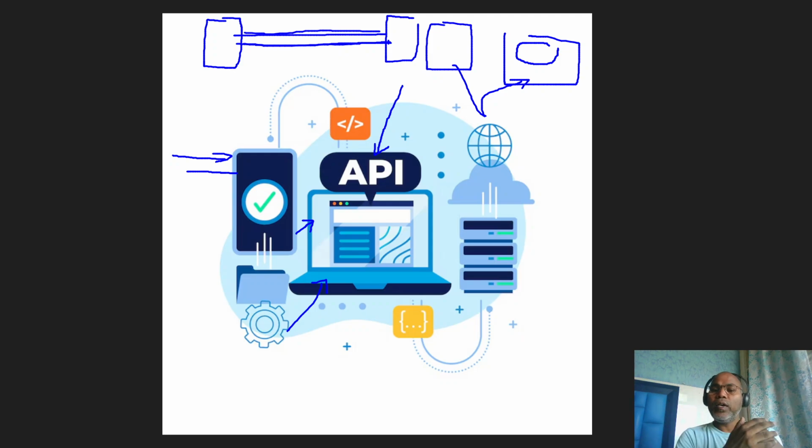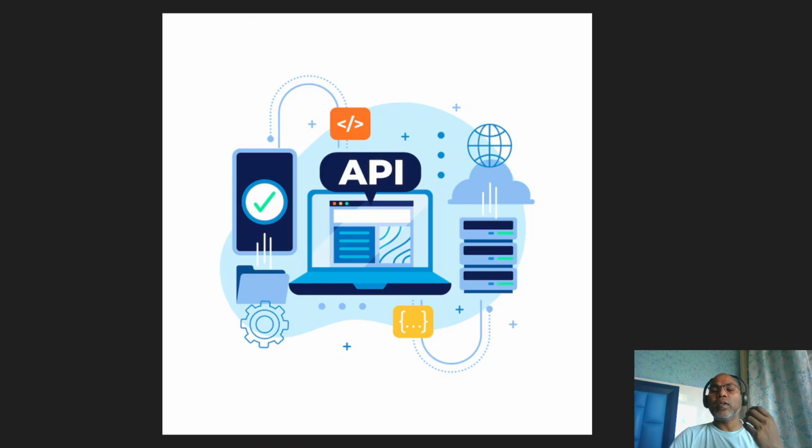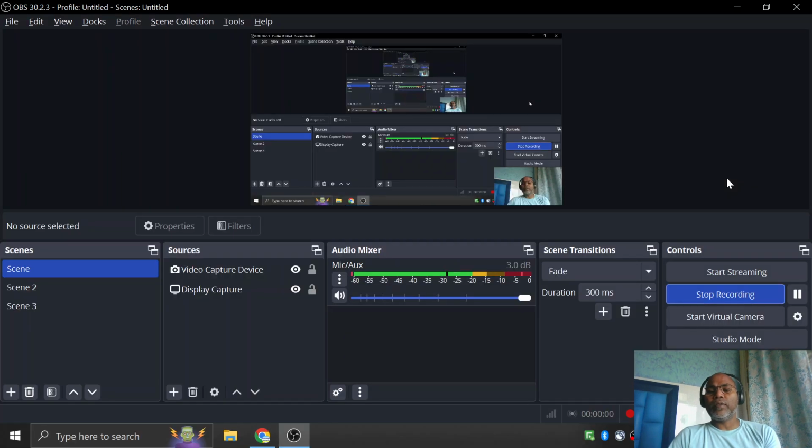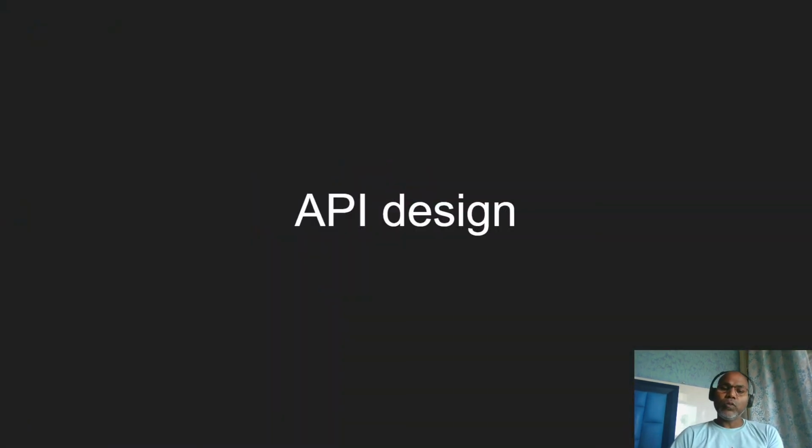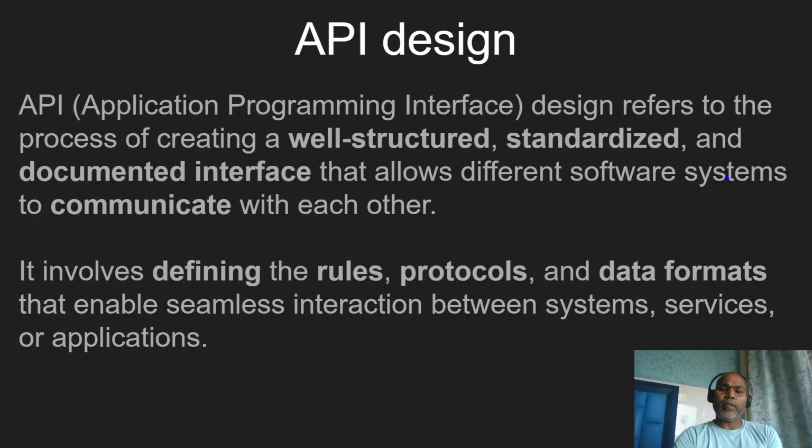What are the different ways? What are the different types of communication channels available? And how does this API help us while designing a system, where we have to expose an API and communication happens? What kind of definitions, what kind of tools and techniques does the API offer us, right? So let's talk about API designs.